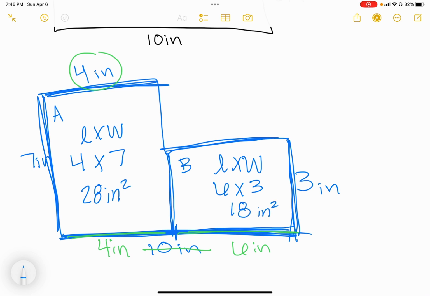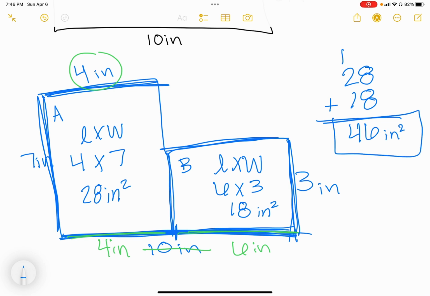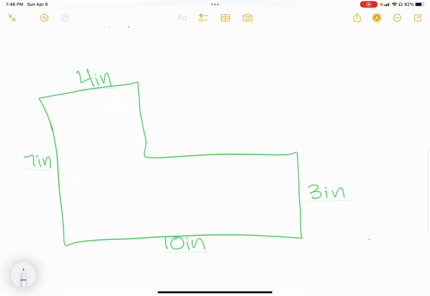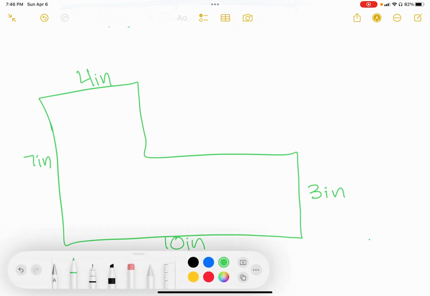Now it's time for my last step. I take the 28 inches squared plus the 18 inches squared to get my total area. 8 plus 8 is 16, and then 1 plus 2 plus 1 is 4. So the total area of this figure is 46 inches squared. Now we're going to go down to this one, and I'm going to split it up differently. We will get the same answer.